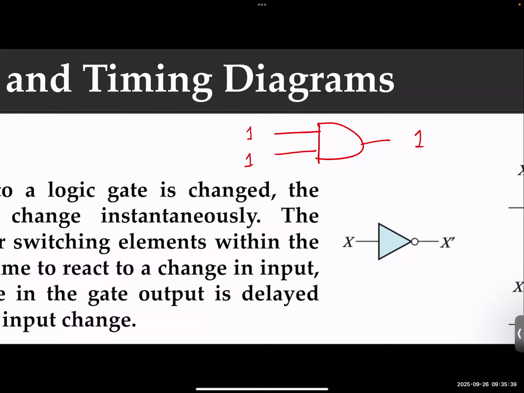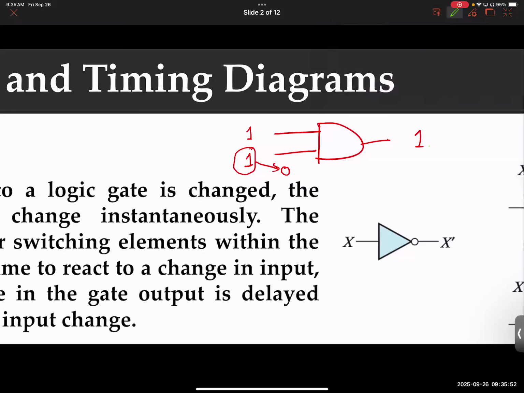Now, if I tell you that, say, this one goes from 1 to 0, what happens to the output? When this one goes from 1 to 0, the output should go to 0, right? But the real answer is that it depends. Wow. That basically contradicts what you learned so far, right? If you just look at the truth table, oh wow, that makes sense. This becomes 0, so the output becomes 0 instantaneously. But that's not how real life works.